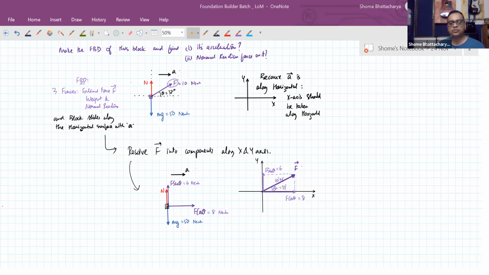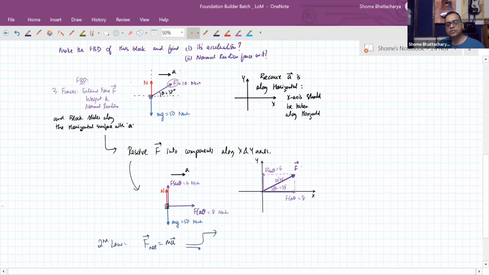So let's understand how. Now the next step we need to do is solve Newton's second law, that net force is equal to mass into acceleration. So अभी इसको components में लिख लो. Okay. So this equation's x component.